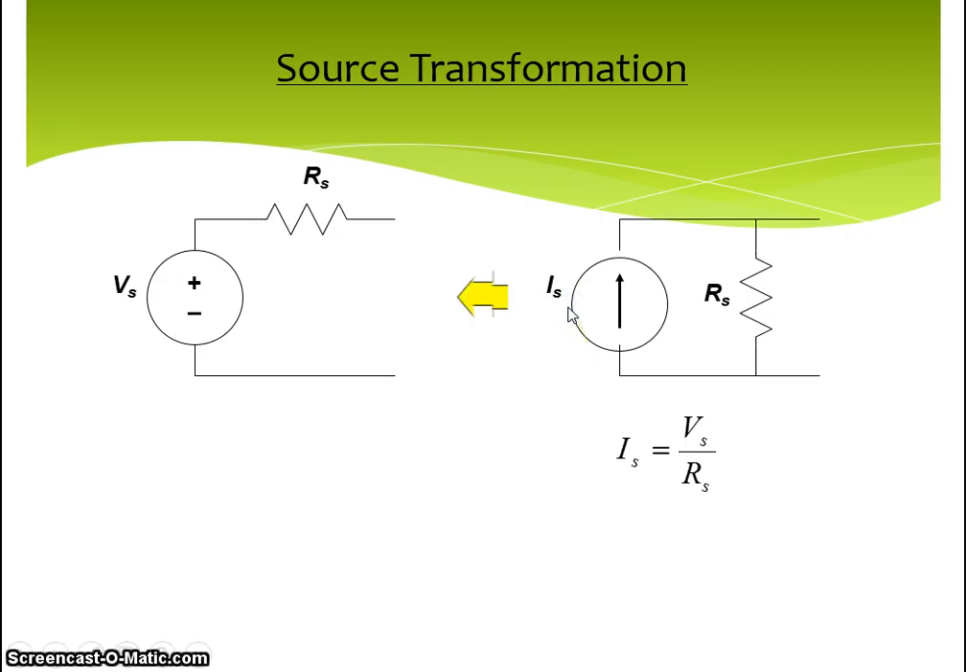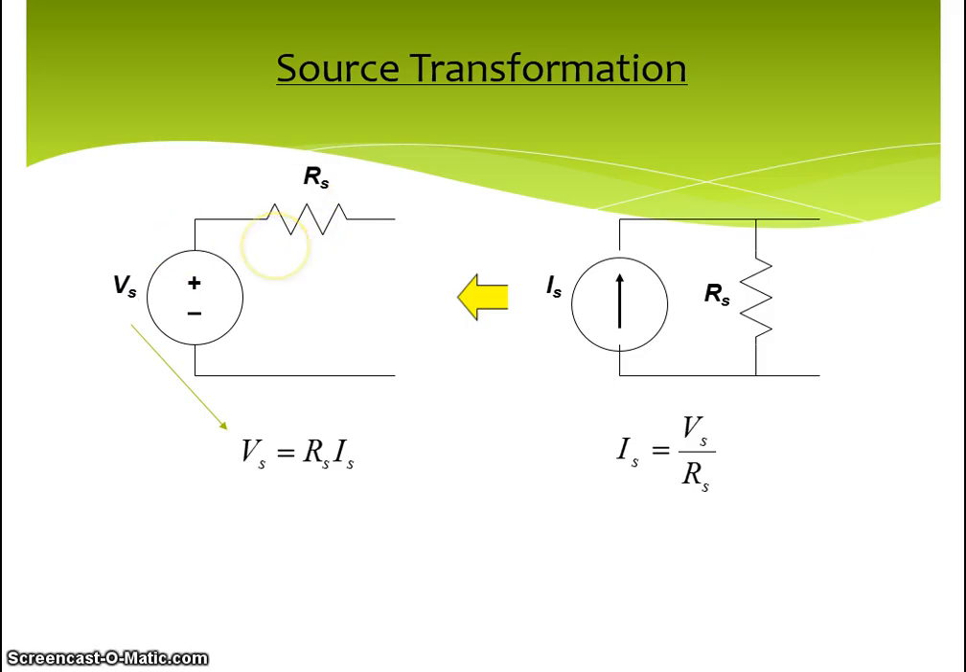Okay. Now let us have a look at the reverse transformation. Imagine you are given a current source, connected in parallel with a resistance, and you want to convert it to its equivalent voltage source. The first step is to connect the voltage source in series with the same resistance. Now to obtain the value of this voltage, you again apply Ohm's law. It is Vs equals Rs multiplied by Is.